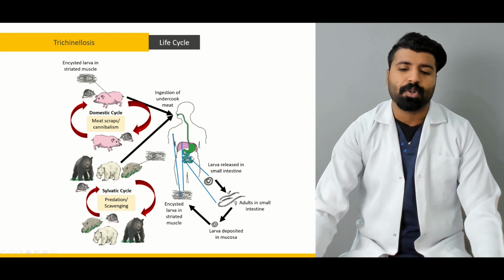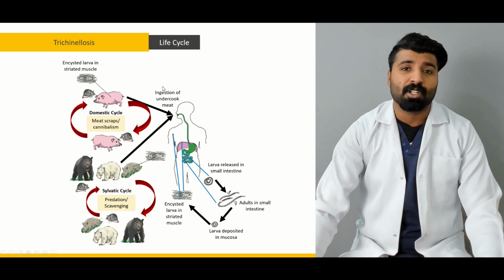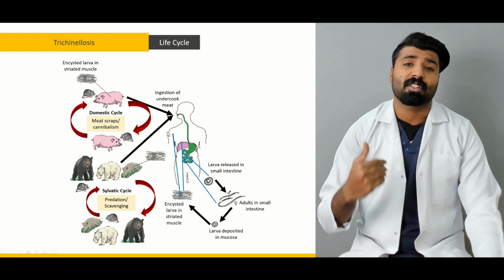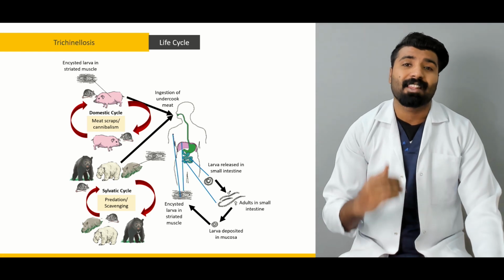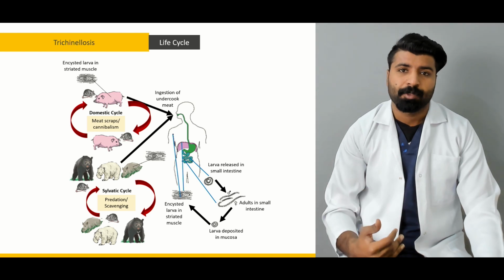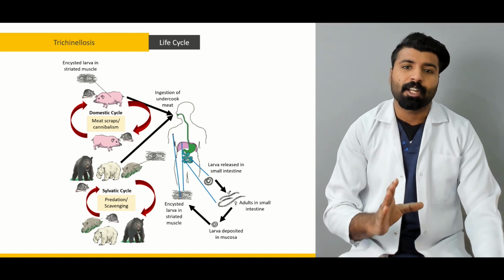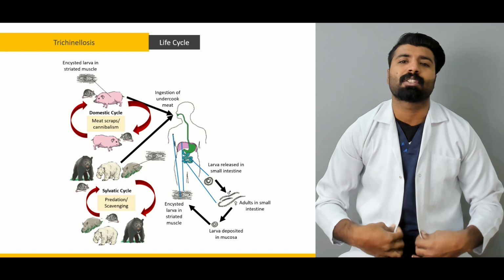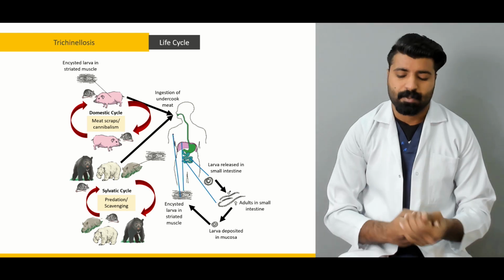If they're larvae, they're going to go and deposit into the mucosa. From there, they can go and deposit in the striated muscles, and once they're deposited in the striated muscles and get into adult form, they come back into the intestine and cause infection. That's how this life cycle continues. That's the life cycle of Trichinellosis, or Trichinella.